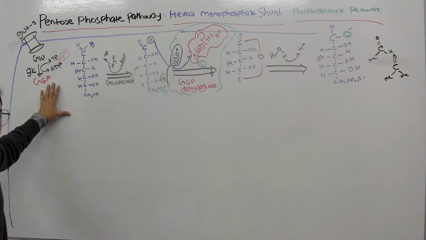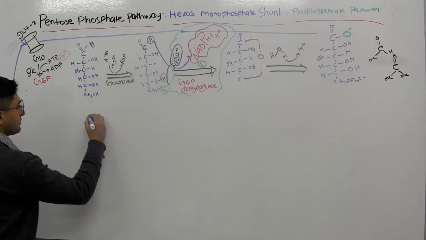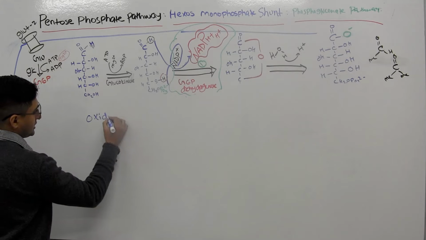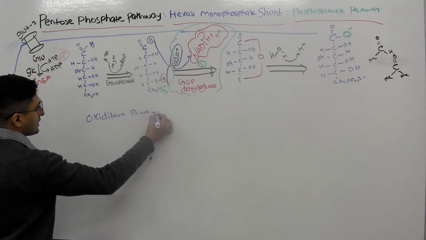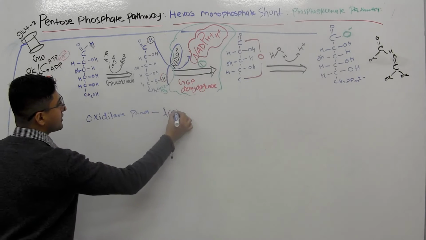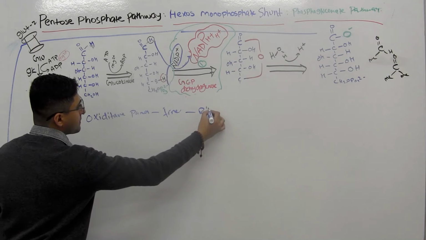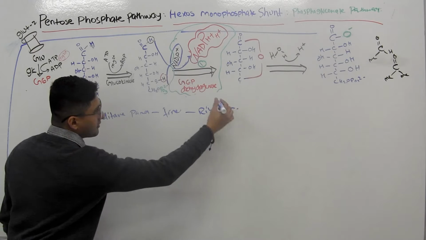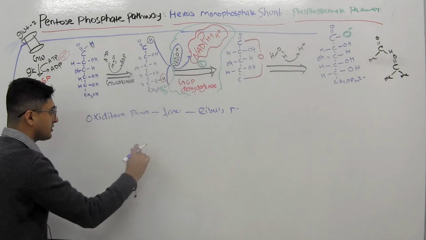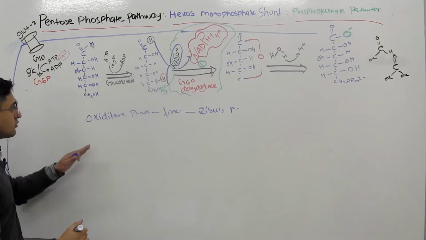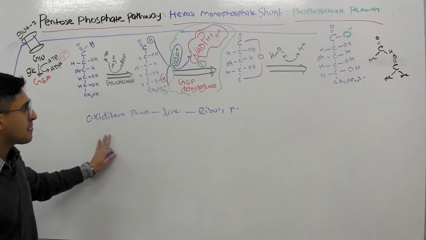There are two pathways. You have the oxidative pathway, and the other one is irreversible, meaning you cannot go back, and that is up to your ribulose 5-phosphate. That's the oxidative pathway, the irreversible pathway, and the other one is the non-oxidative pathway, but that's reversible.